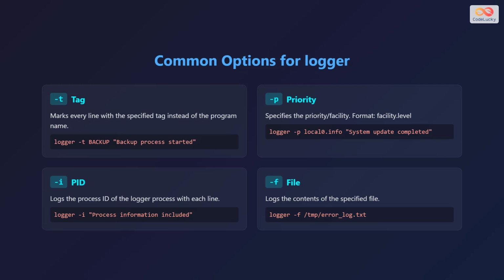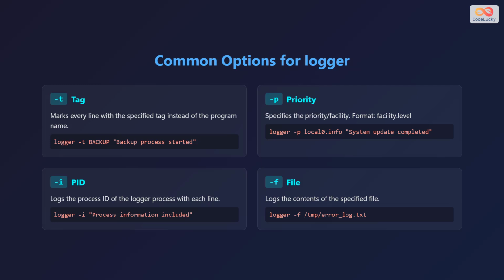The next option is the -p flag, which stands for priority. This option specifies the priority or facility of the log message, using the format facility.level. For example, logger -p local0.info "System update completed." This command sets the priority to info under the local0 facility.